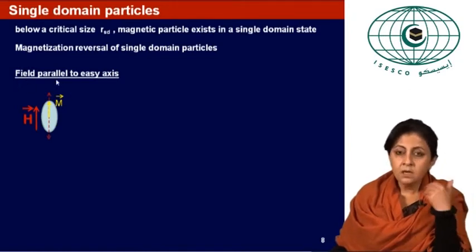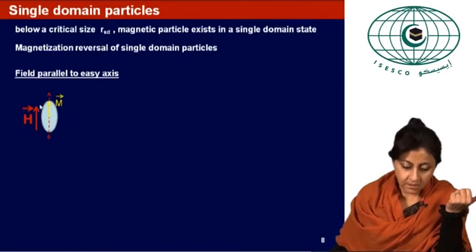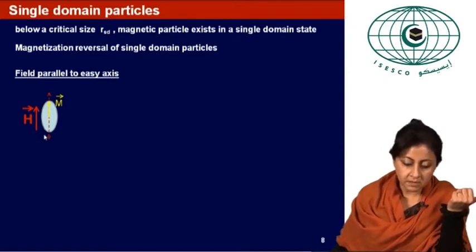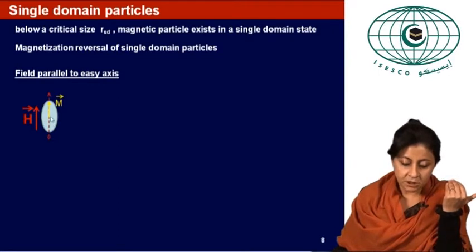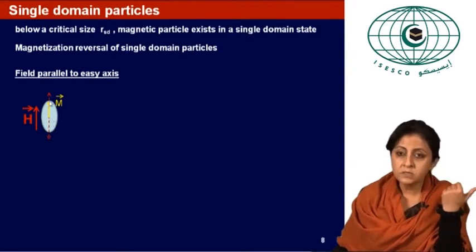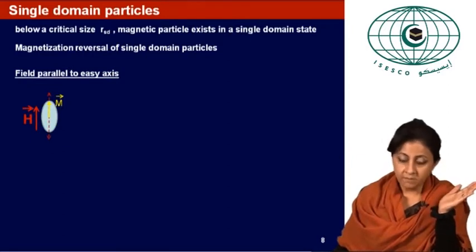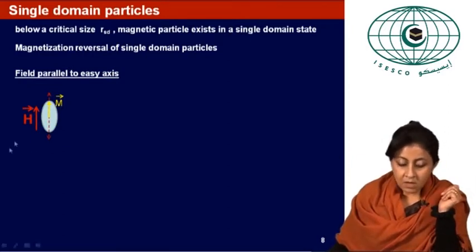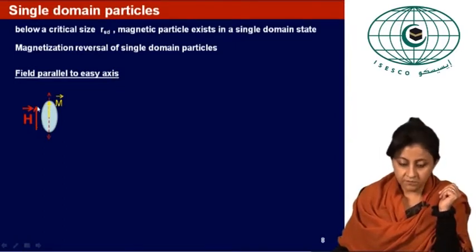One is where the applied field is parallel to the easy axis. For example, the blue here is a single domain particle. The red line with the arrows indicates the easy axis of this particle. So it's equally easy for the magnetization to align itself either upwards or downwards. Energetically, both alignments are equivalent. So what happens if I apply a magnetic field along the easy axis of this particle?